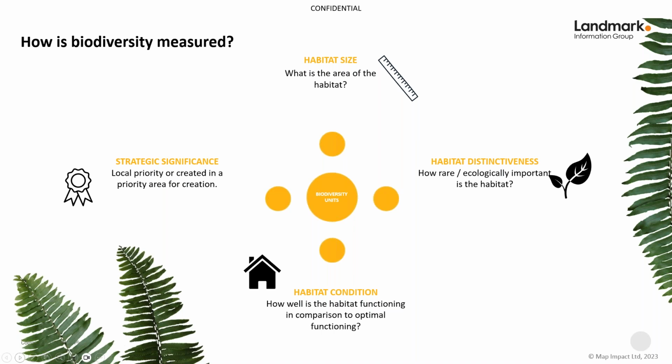That biodiversity unit is created by understanding habitat size, strategic significance, habitat distinctiveness, and the habitat condition. I'll come on to talk a little bit more about this in a slide or two's time, but the place where we've really focused at Map Impact is habitat condition, because this is a very, very challenging part of the workflow to understand.